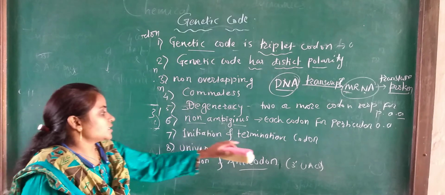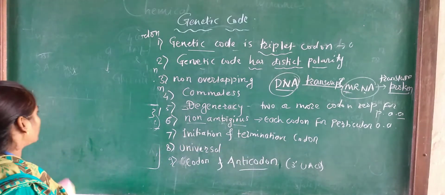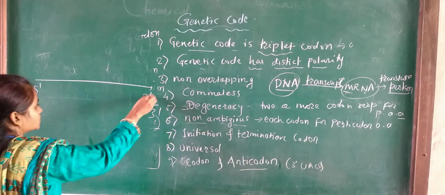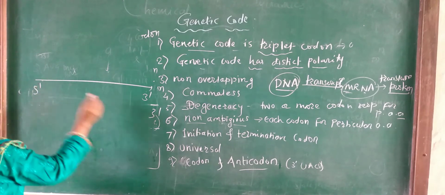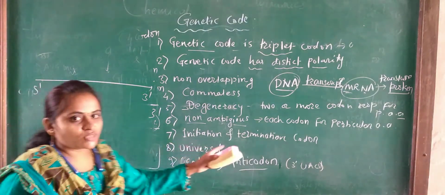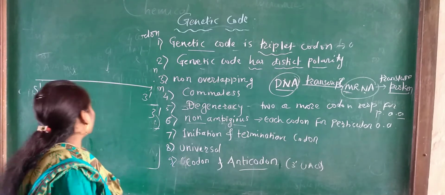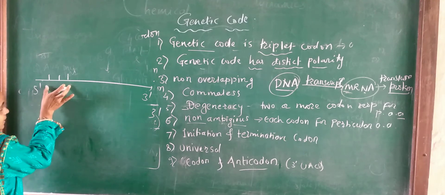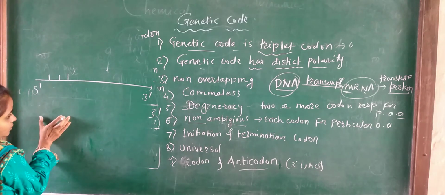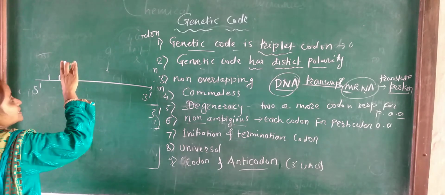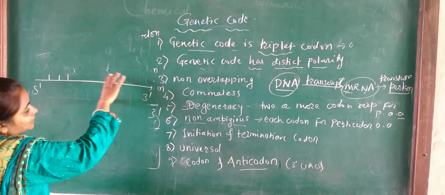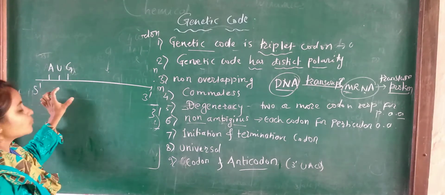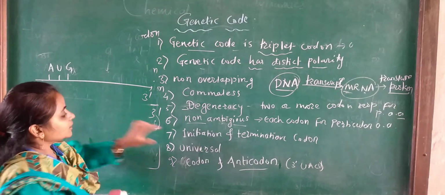After that, initiation and termination codon. Initiation and termination codon means on the mRNA strand in the 5'3' direction, the start codon, or initiation codon, is the codon which is responsible for protein synthesis. At the 5' end, there is a triplet codon responsible for a specific amino acid and for starting, that is the starting codon called AUG. It is responsible for the starting of protein synthesis, so it is called the initiation codon.